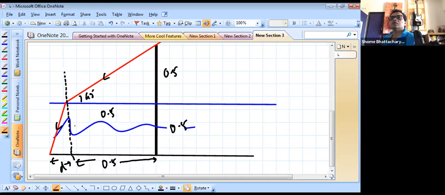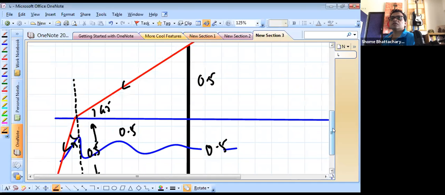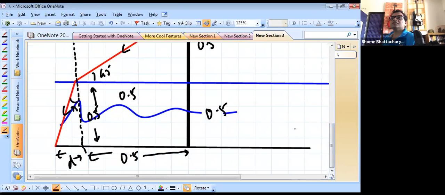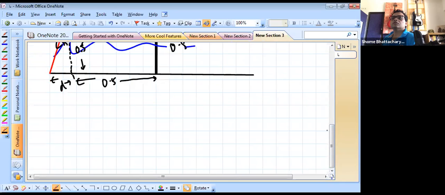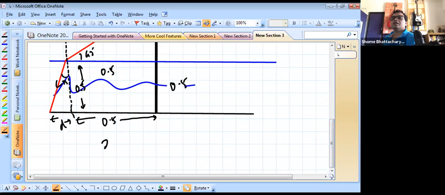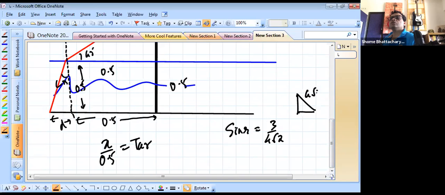So this is 0.5, and this angle here is our r. So x is the unknown. Okay, so for that triangle, you can now see x upon 0.5 meters is equal to tan r. And we already know that sin r was how much? It was 3 by 4 root 2.